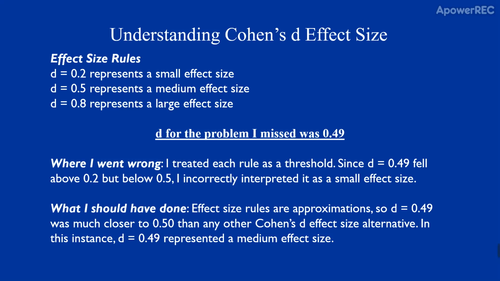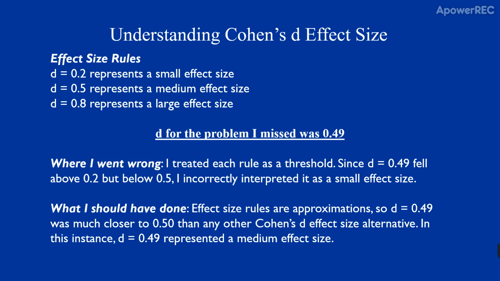0.2 represents a small effect size, 0.5 represents a medium effect size, and 0.8 represents a large effect size. For the specific problem that I missed, D was 0.49, and I treated each rule as a threshold. And since D equals 0.49 fell above 0.2 but below 0.5, I incorrectly interpreted that as a small effect size.